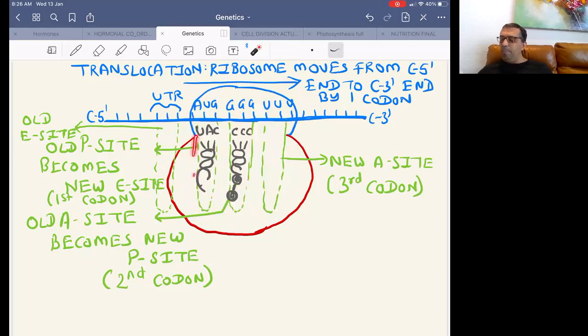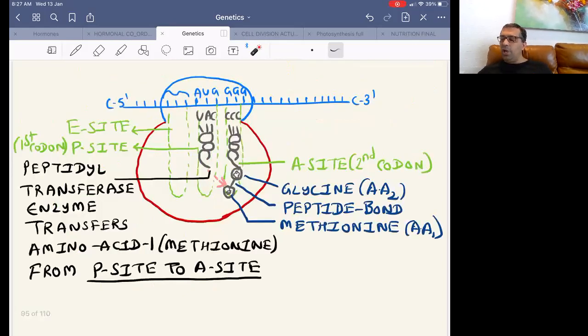So what do we have at the P site? At the E site, you have only tRNA, first codon, first anticodon, only tRNA. At the P site, we have tRNA with two amino acids, glycine and methionine. If you remember, that happened before translocation: peptide transferase had transferred the amino acid, and we have two amino acids, and this tRNA has lost its amino acid.